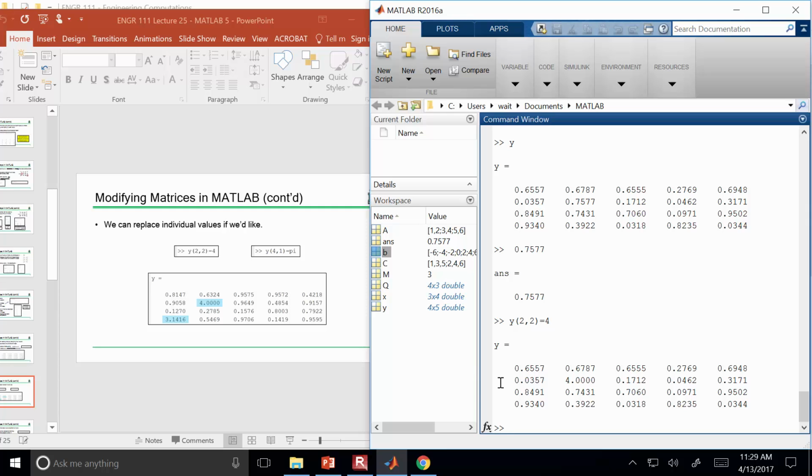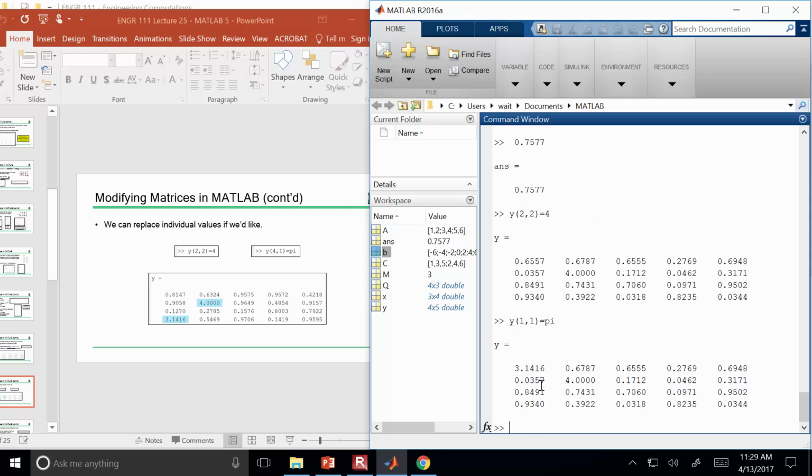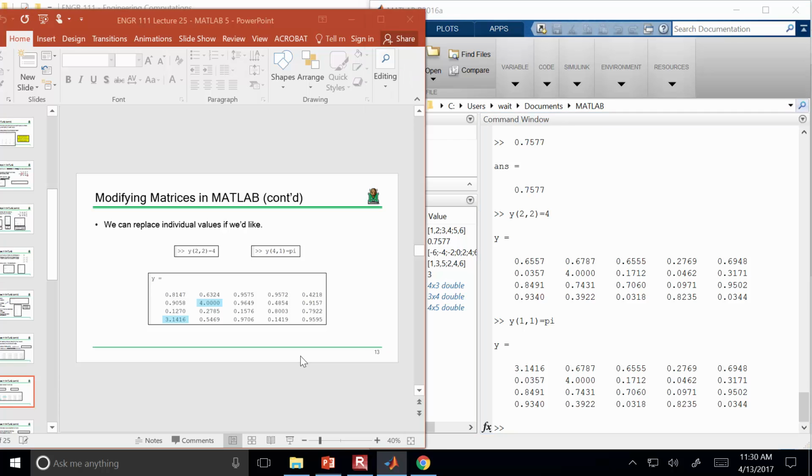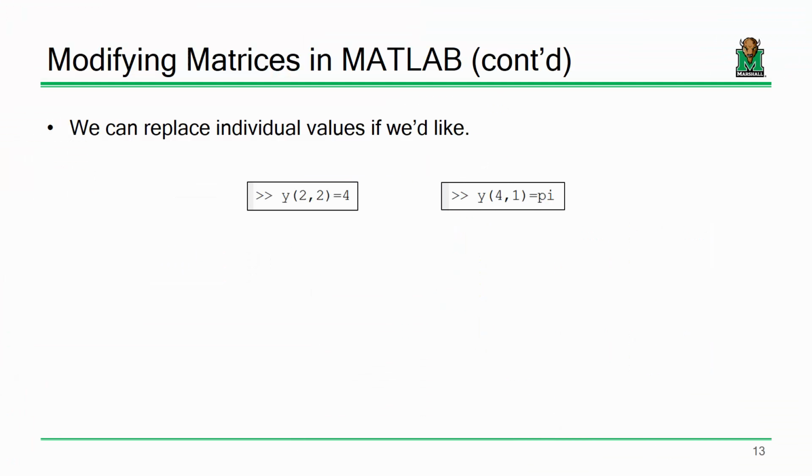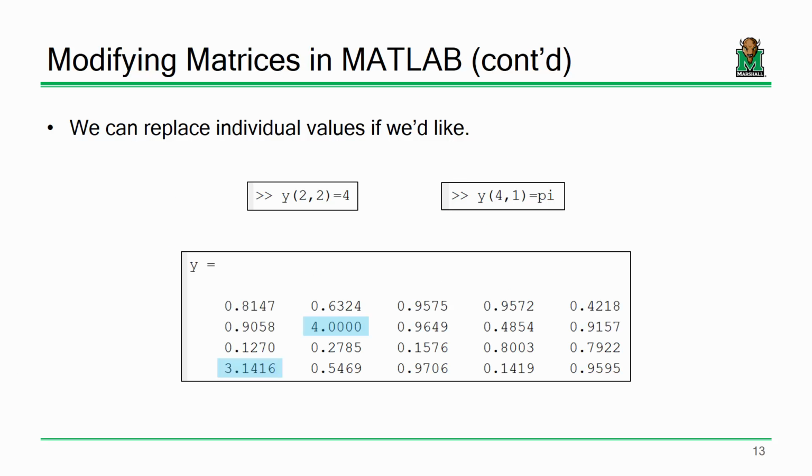And if I want y, the first row and the first column to be equal to pi, then it overwrites its previous value now with whatever number I choose to insert. So that's how we can change things up at the command line rather than opening up the individual variable.